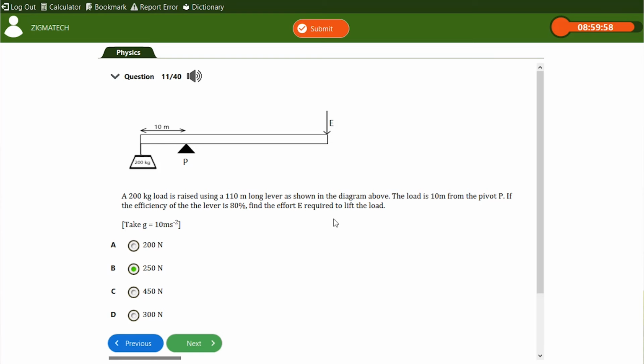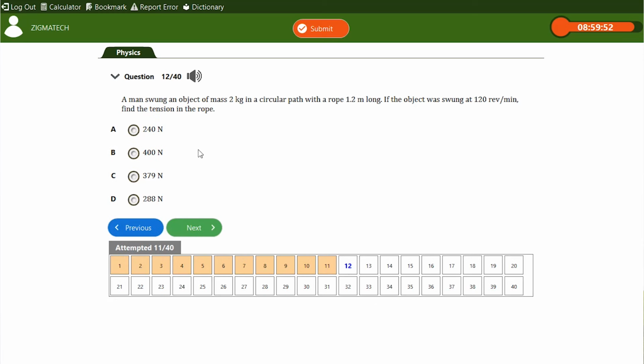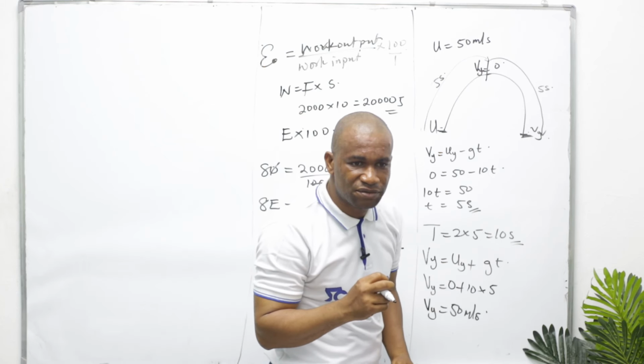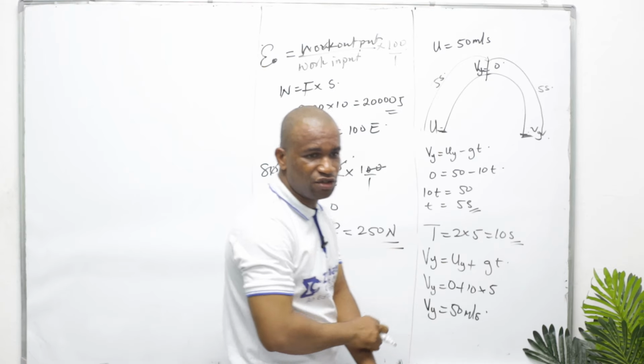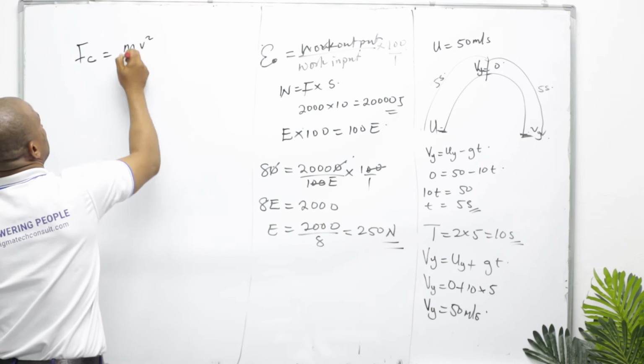Alright, so we're going to the next one. Number 12: a man swung an object of mass 2 kg in a circular path. For an object to move in a circular path, it must have a force pushing it in a circular path, and that force is centripetal force. If the object was swung at 120 revolutions per minute, find the tension in the rope. The tension in the rope must be provided by centripetal force, which is given as mv squared over r.